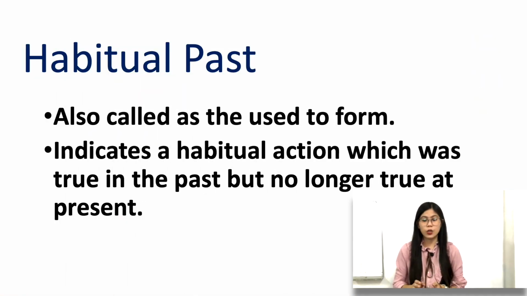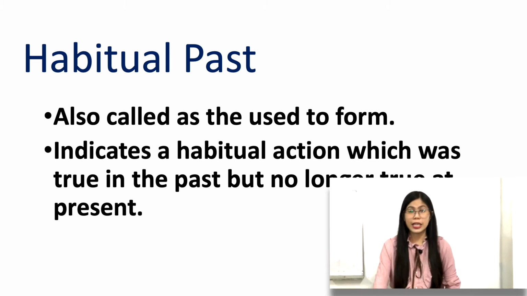So since we're done with the past progressive tense, let's move on to the habitual past. Habitual past is also called as used to form because it is basically formed using used to. Habitual past indicates a habitual action which was true in the past but no longer true at the present. So in other words, you always do that before but no longer do that in the present. Or you have that thing or quality before but no longer have that in the present.